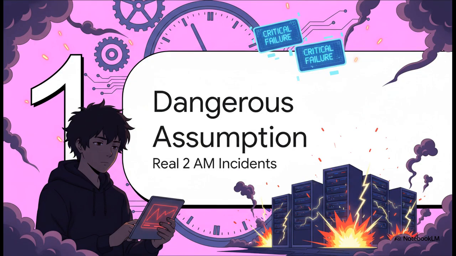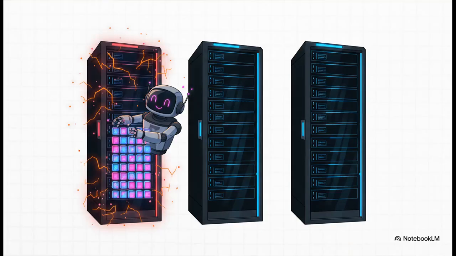And this brings us to what I call the scheduler's most dangerous assumption. You see, the lessons we're about to walk through, they didn't come from some clean, theoretical lab experiment. No way. As the source material puts it, these were 2 a.m. incidents. We're talking about pagers going off, high-stakes production failures that forced a much, much deeper understanding of how this all works. So what is this dangerous assumption?